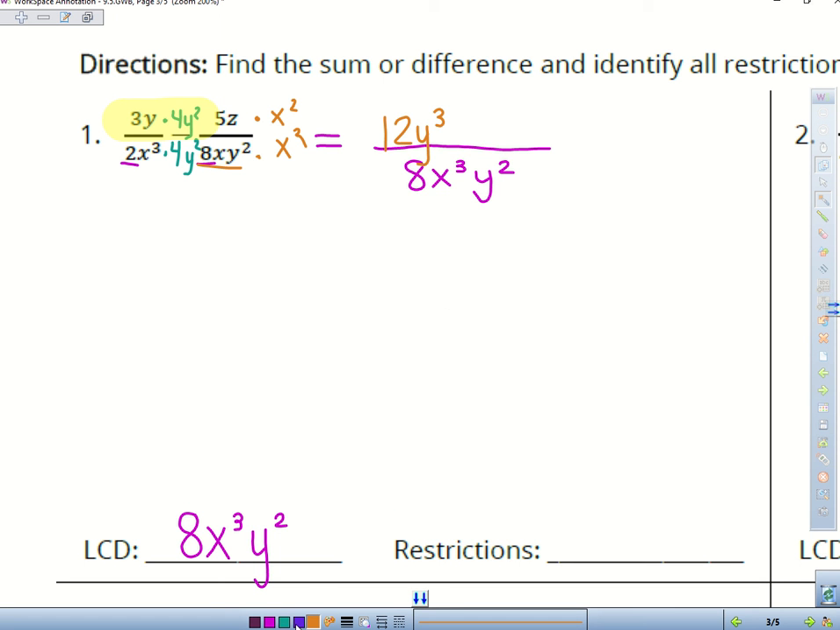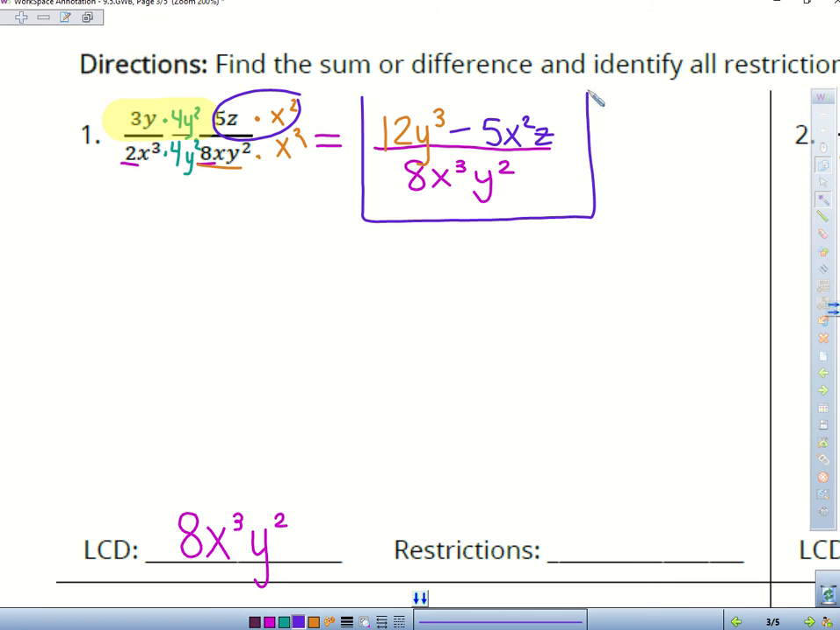Okay. And then it's going to be minus, because we have a minus sign right here. Now we multiply these together. What's that going to be? 5x squared z, right? Can't do anything else with that. So that's our final answer.